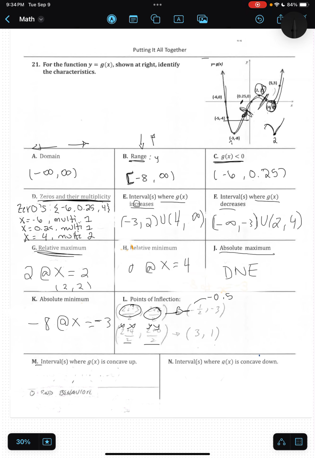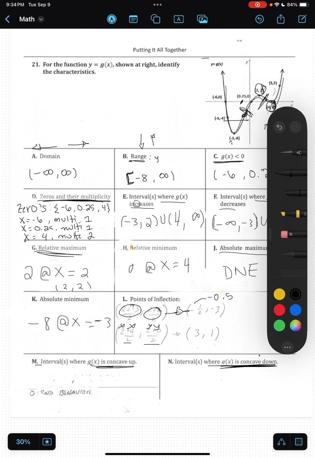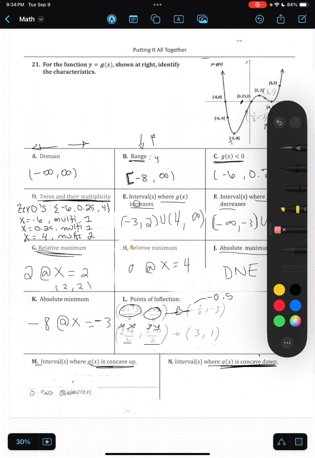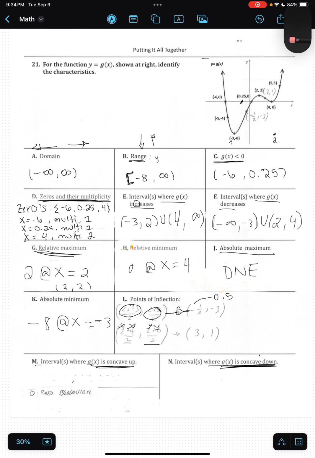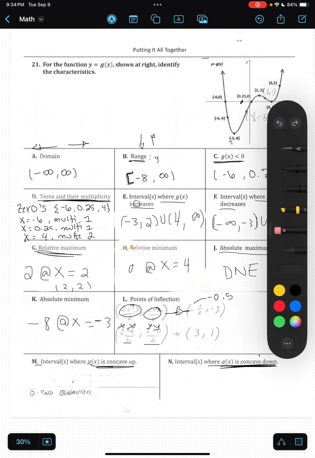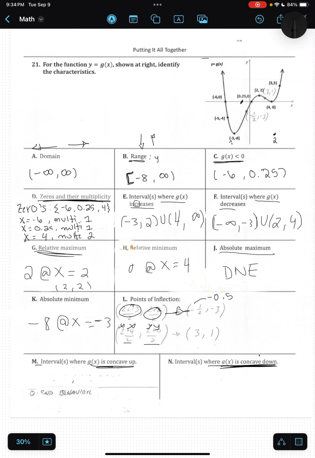Now, intervals where g of x is concave up and where g of x is concave down. Okay, so here we're gonna show where g of x is concave up, my bad. Concave up, think about it as a smiley face. Concave up, like this. So we see the smiley face going up right here. Don't forget your point of inflection, so that's when it turns into something else.